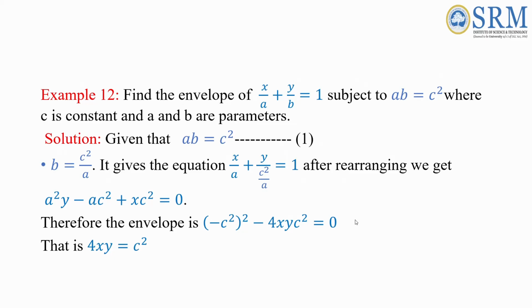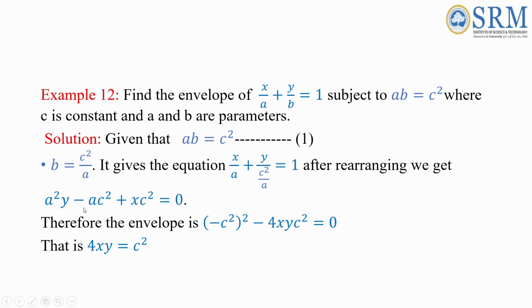Find the envelope of x/a + y/b = 1 subject to ab = c². As I said, the parameters have the relation ab = c². Therefore, rewrite one of the parameters in terms of the other, that is b = c²/a. And it gives the equation x/a + y/(c²/a) = 1. After rearranging this, we get the equation a²y - ac² + xc² = 0.